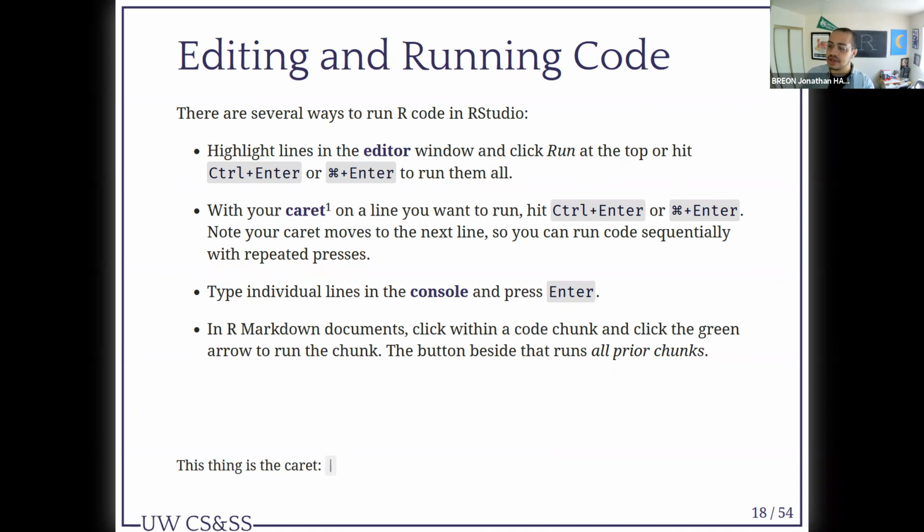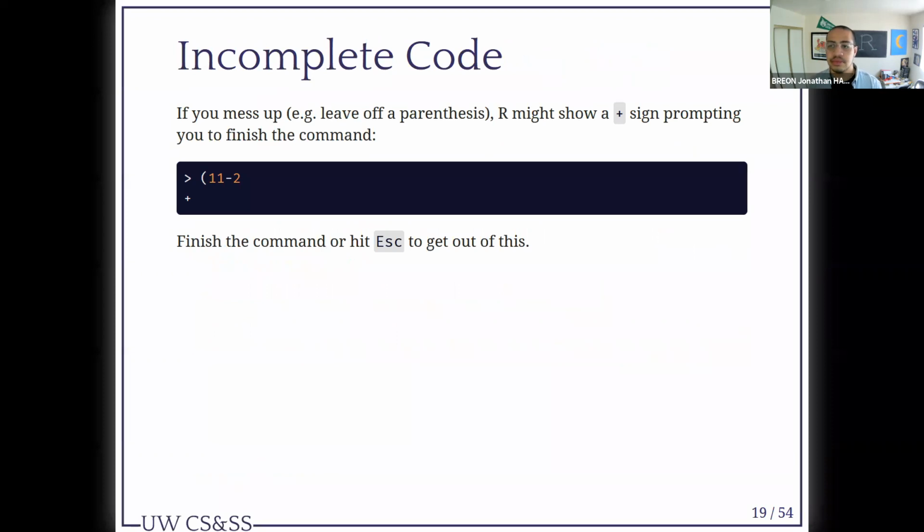You can click within the code chunk and click the green arrow to run the chunk. The button beside that runs all prior chunks. The console will show the lines you ran, followed by any printed output. About incomplete code. If you mess up, something like leaving off a parenthesis here in this math calculation, R might show a plus sign, prompting you to finish the command. You'll run into this a lot, especially when you're new. You can finish the command or hit Escape to get out of this.